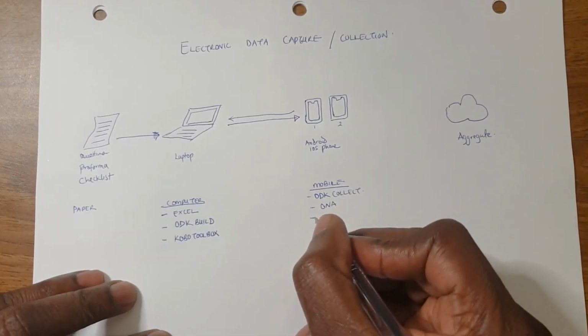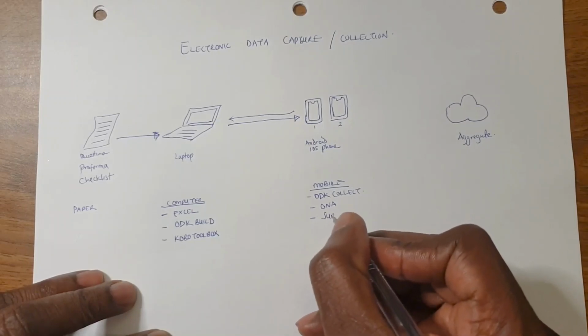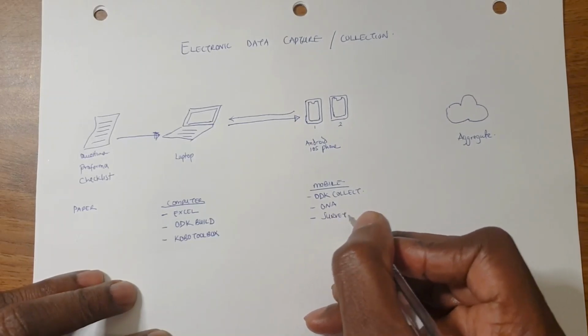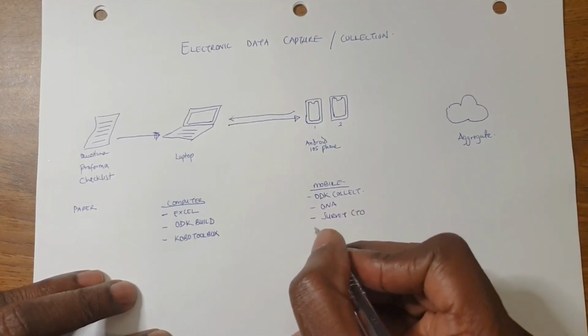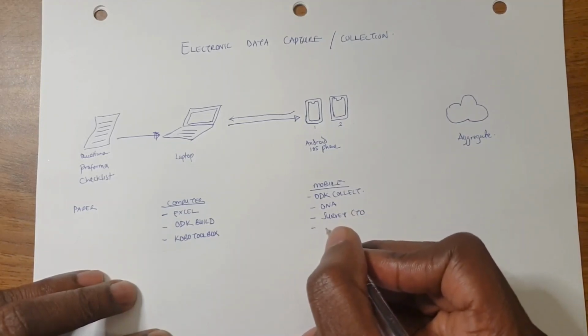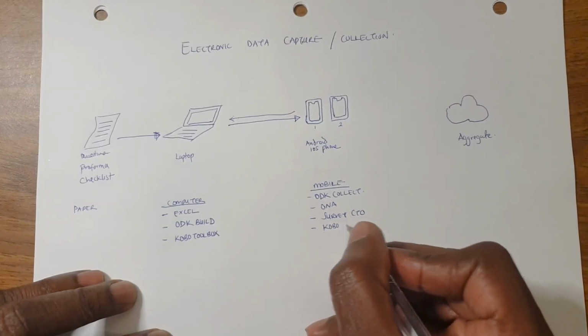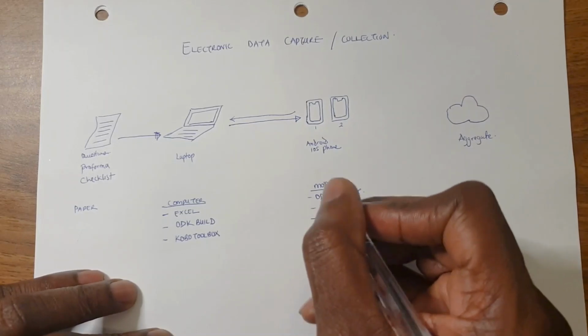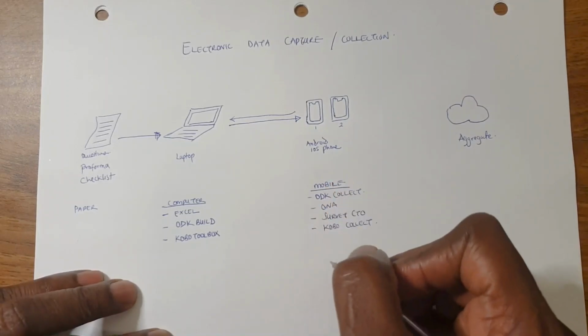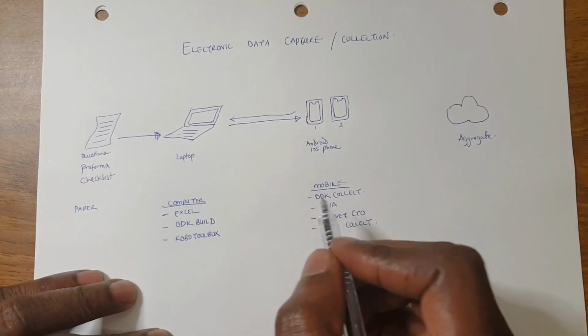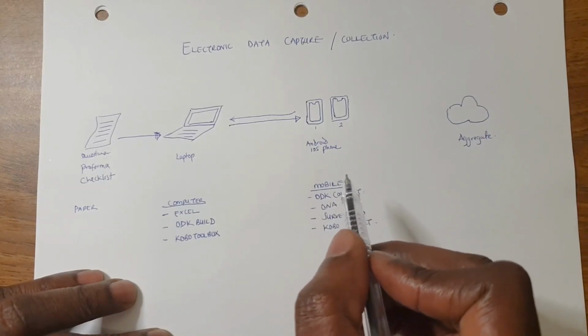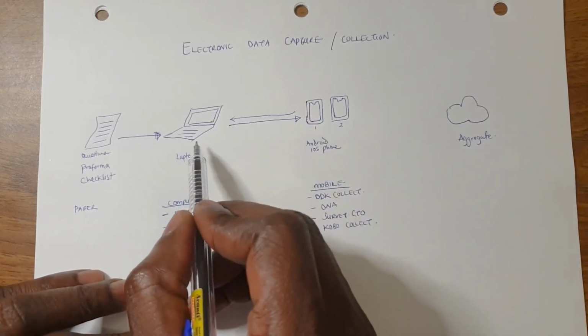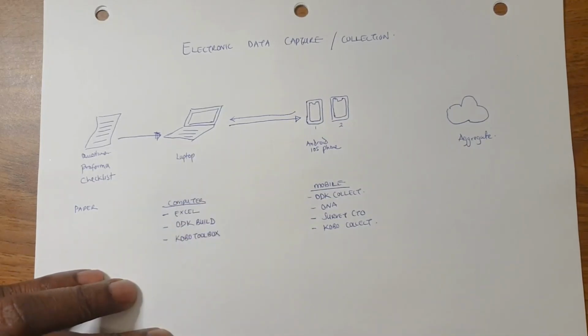Then there's another one that is called SurveyCTO, also very popular. Then the most popular one of them is called Kobo Collect. So these are different software that you can install on your mobile phone and use this to collect data. After you've collected this data, you can now transfer it back to your laptop for analysis. Okay, this is one very simple pathway that you can use.